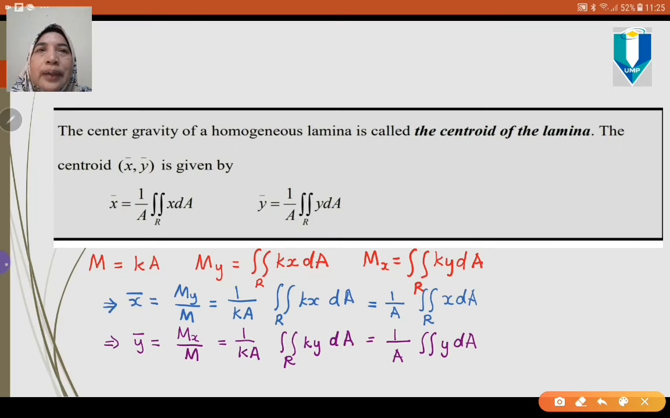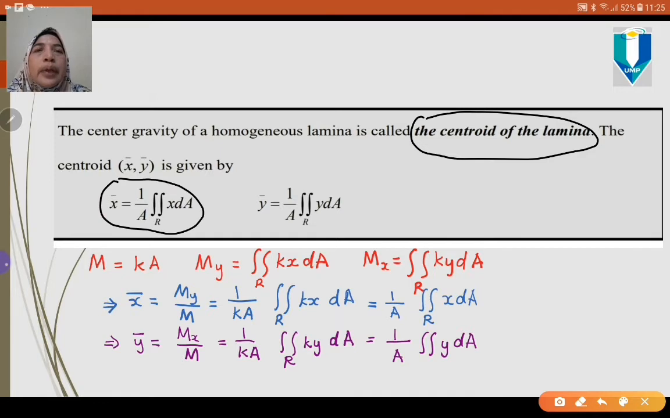Now let's look at the formula to find the centroid of a lamina. The formula for the centroid of a lamina is given by x bar equivalent to 1 over A times the double integral of x with respect to dA, and y bar is 1 over A multiplied by the double integral of y with respect to dA.